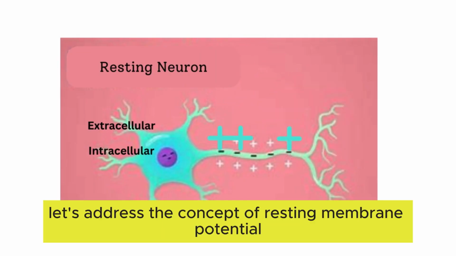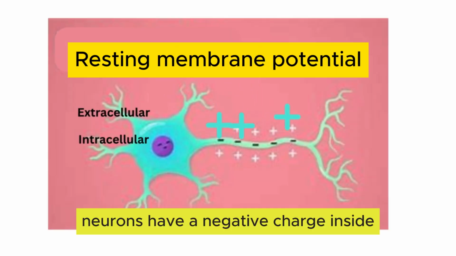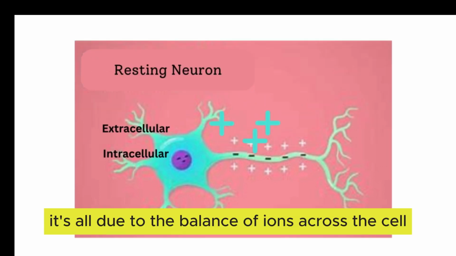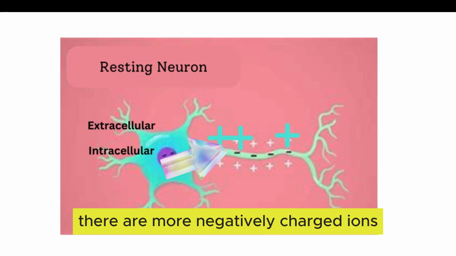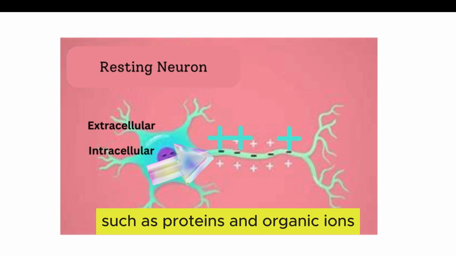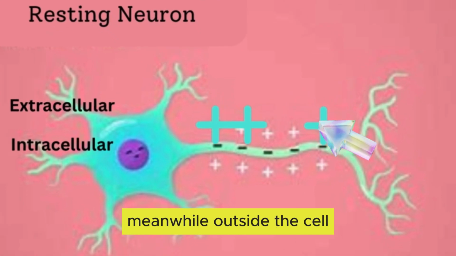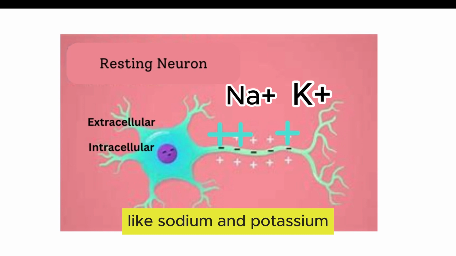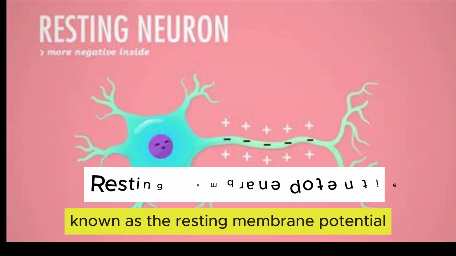First off, let's address the concept of resting membrane potential. Neurons have a negative charge inside compared to the outside. It's all due to the balance of ions across the cell membrane. Inside the cell, there are more negatively charged ions, such as proteins and organic ions. Meanwhile, outside the cell, there are more positively charged ions, like sodium and potassium. This creates a voltage difference known as the resting membrane potential.